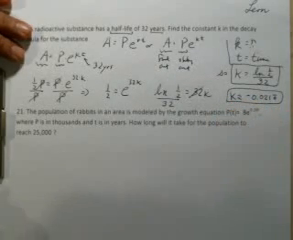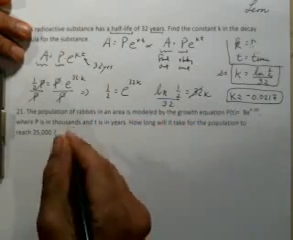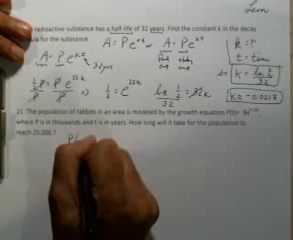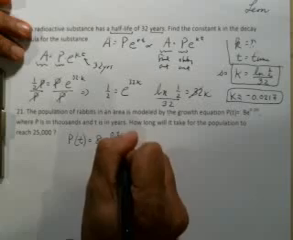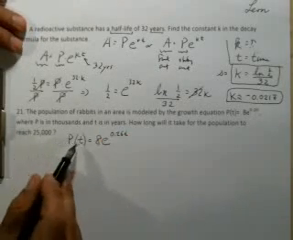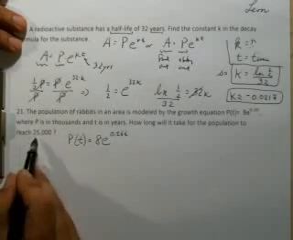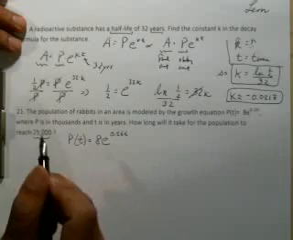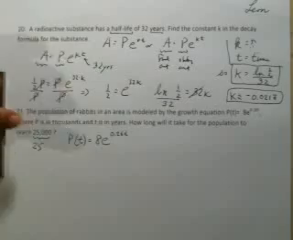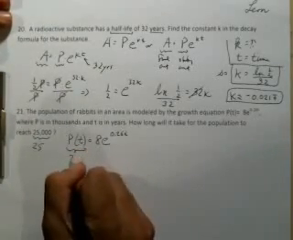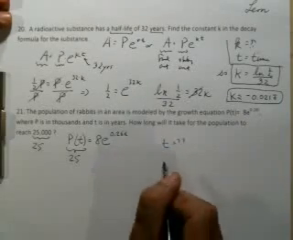Okay. So the second question. The population of rabbits in an area is modeled by the growth equation P(t), population as a function of time, is equal to 8 times e to the 0.26 times t, where P is in thousands and t is in years. How long will it take for the population to reach 25,000? So this value, since it's in thousands, is going to be 25. Everything's in thousands. So we just plug in 25 in here. You're looking for the value of time t, right? How long will it take?